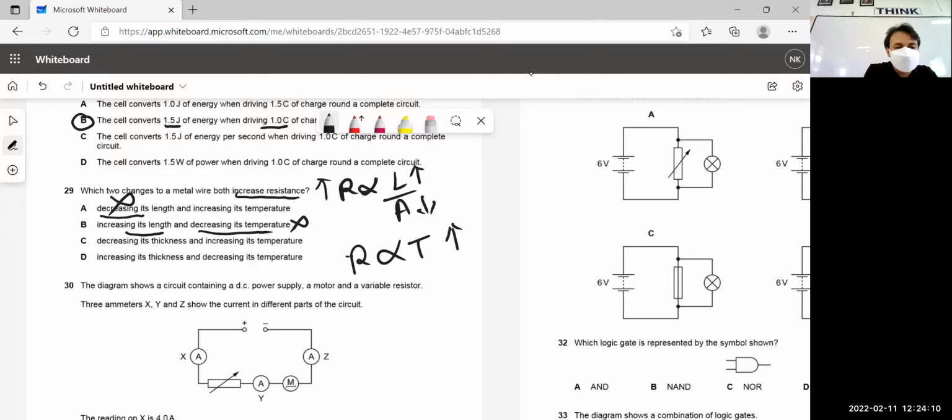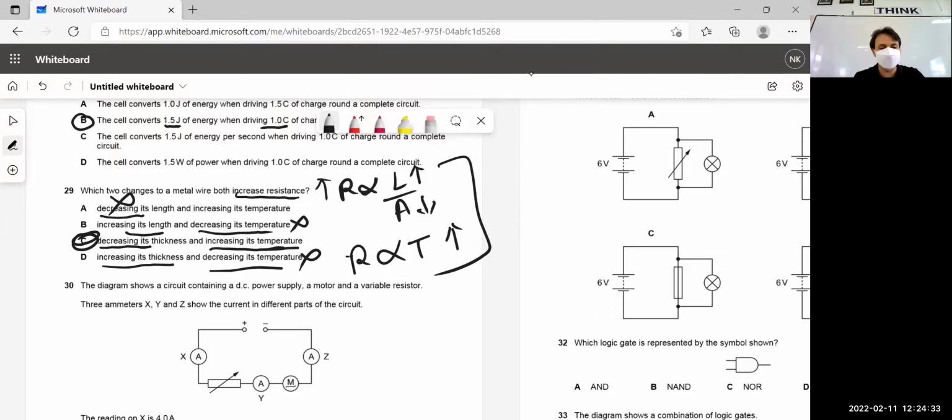In option C, decreasing its thickness. If I decrease the thickness, yes, R and A are inversely proportional, so decreasing the thickness will increase the resistance, and increasing the temperature. I found the right answer here at C. But let us see option D also. In D, increasing its thickness and decreasing the temperature, again it is a wrong answer. So better you remember this equation.